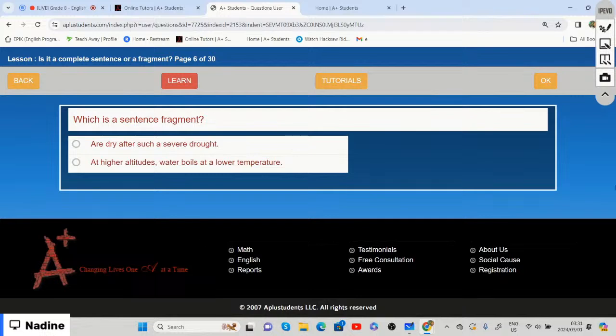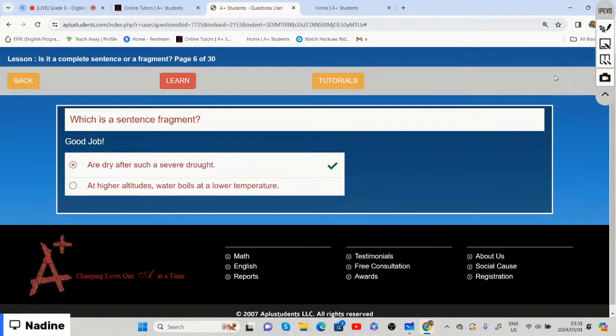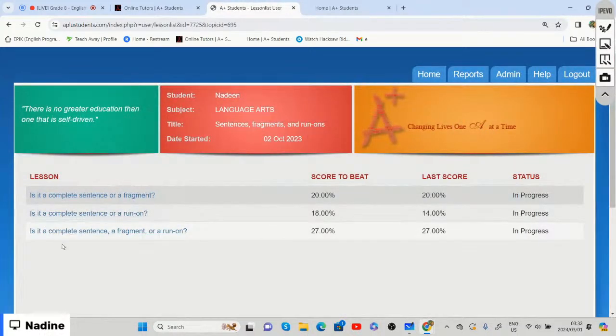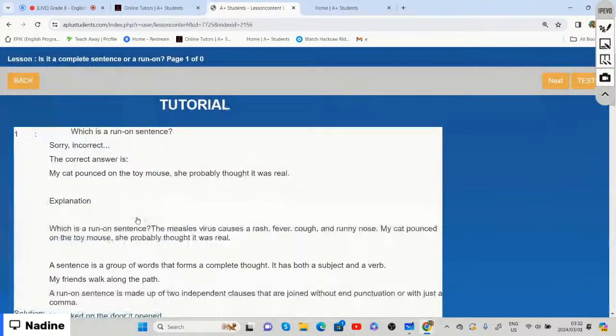And if we were to select the fragment, we would say, are dry after such a severe drought. Definitely missing a lot of things. All right, so now we are going to say, is it a complete sentence or is it a run-on sentence?